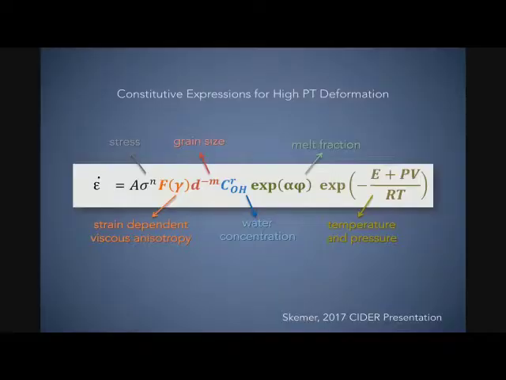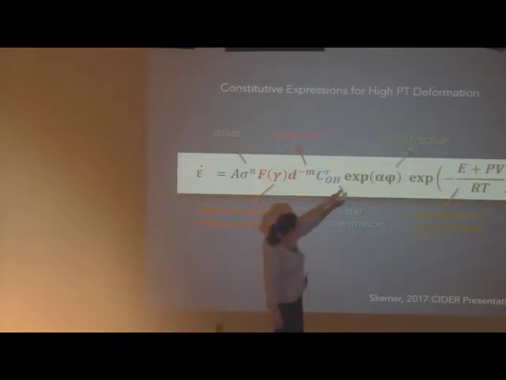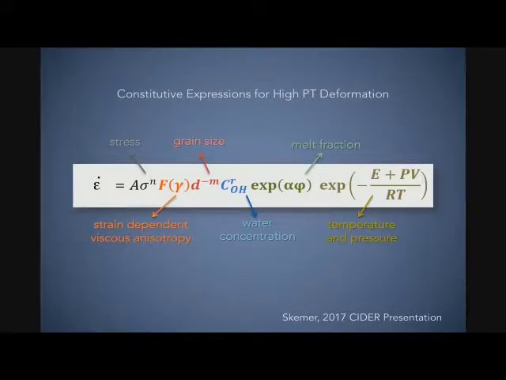Okay, so this is another one of Phil's slides. This is the olivine flow law. This comes up over and over again when we worry about the ductile rheology. So this is the strain rate related to this pre-exponential factor, the stress, the strain-dependent viscous anisotropy that we won't worry much about today, but the stress, the grain size, water if it's present, melt if it's present, and then the temperature and pressure term. So this is the one equation that keeps coming up over and over again.